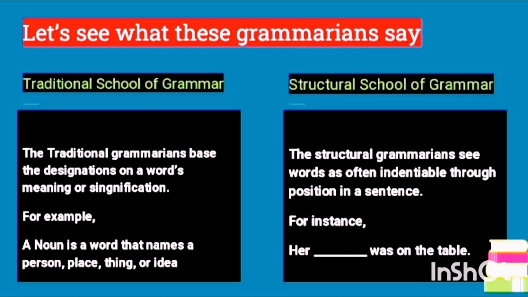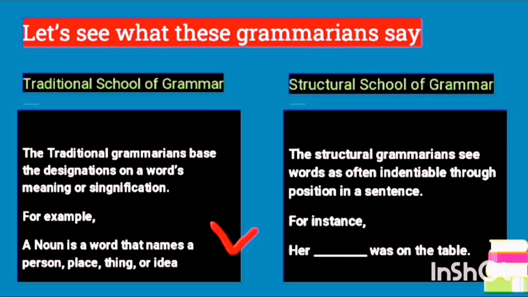For example, look at the example given here. A noun is a word that names a person, place, thing, or idea. So if a word refers to the name of a person, place, thing, or idea, they call it a noun. Okay?